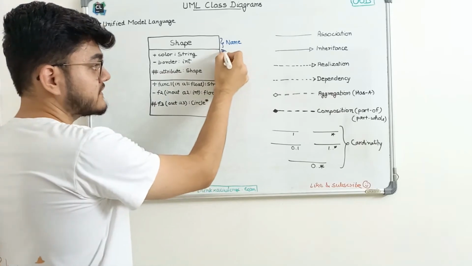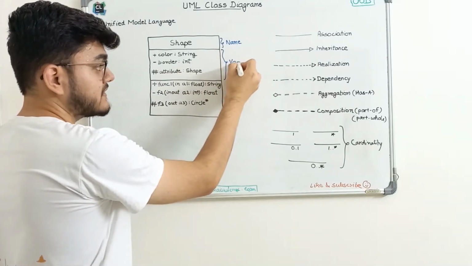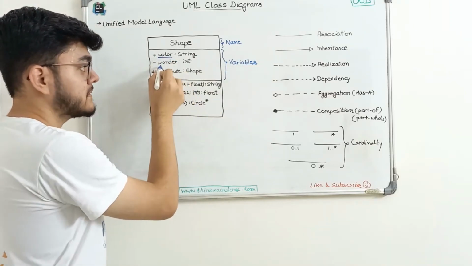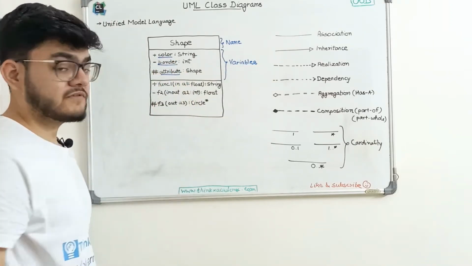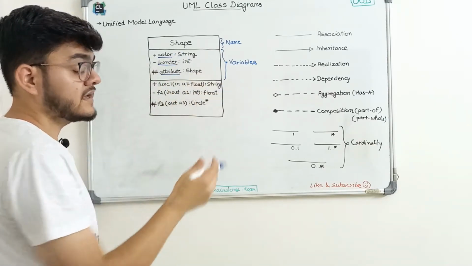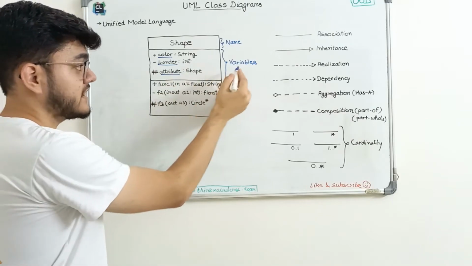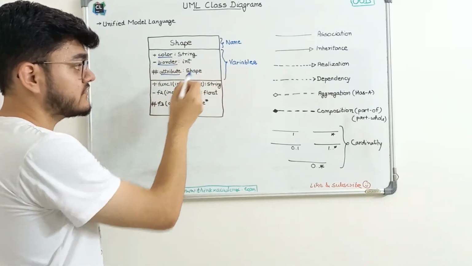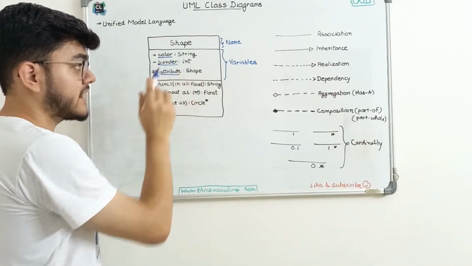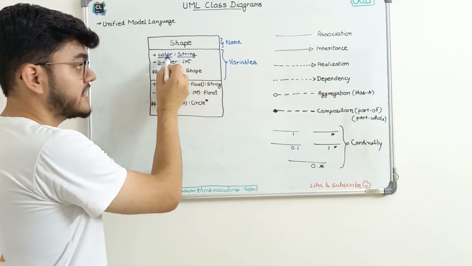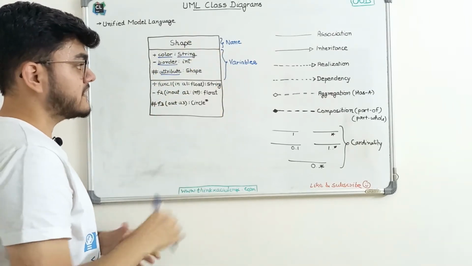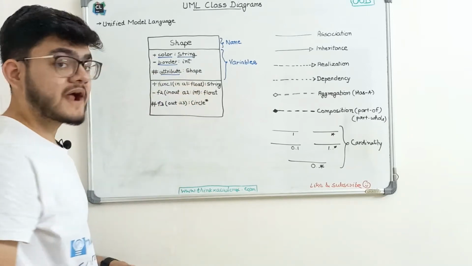The second partition represents the variables that are there inside of this class, right? So this class has three variables: color, border, and there is one more variable, which is attribute. Now we will use a colon and specify the data type of these variables, right? So here you can see string, integer, and Shape are the data types of color, border, and attribute. String is the data type of color, so we have a string color variable inside of a class Shape. Similarly, we have an int border, and a Shape attribute.